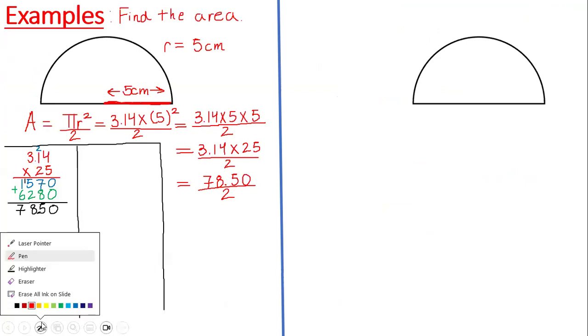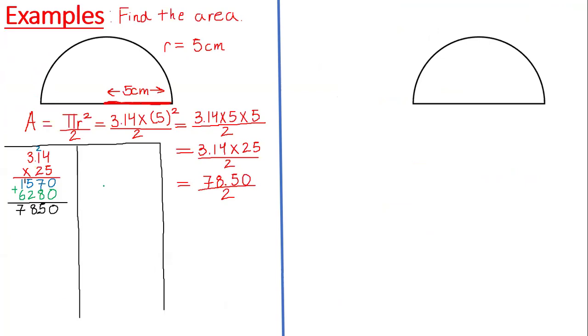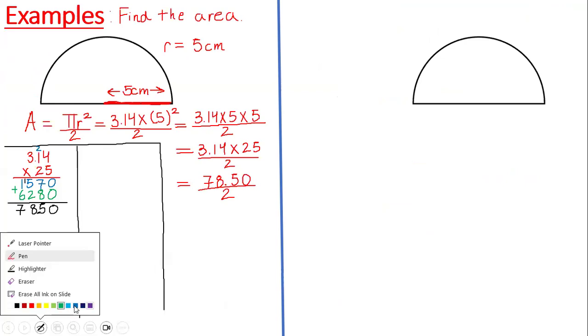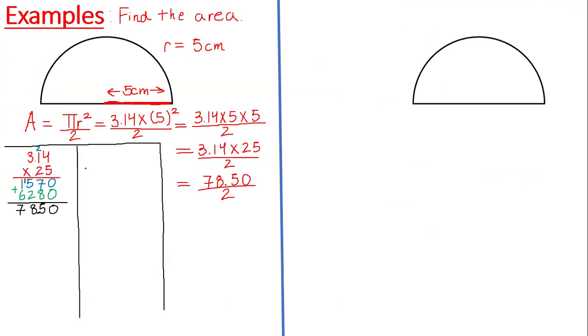Yes, sir. Okay, so now we have to do 78.50. We divide that by 2. What did y'all get? 39.25 centimeters squared. So we have 78.50.